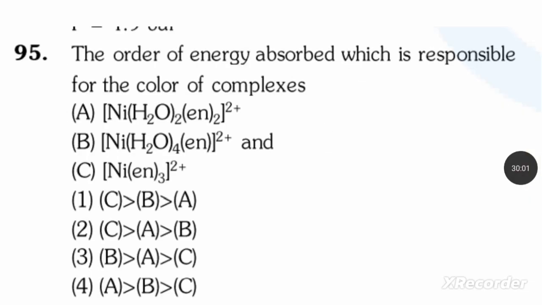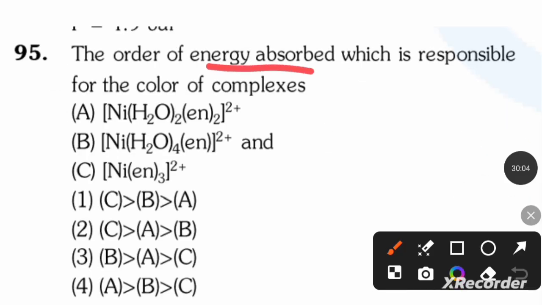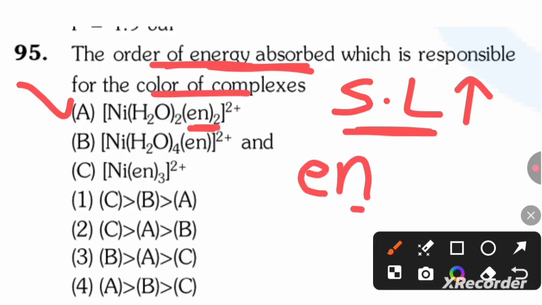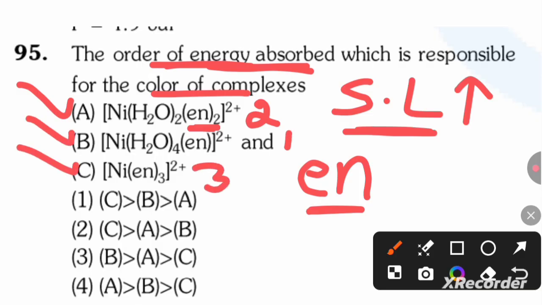Next question from coordination compounds, the order of energy absorbed which is responsible for the color. So order of energy absorbed depends on the number of strong ligands. As the number of strong ligands increases, energy absorption also increases. As you can see in the first coordination compound, en is a strong ligand. Ethane 1,2 diamine is a strong ligand. You can find in A 2 strong ligands. In B you can find only 1 strong ligand. In C you can find 3 strong ligands. So more energy you can find in C, then in A, then in B. So we can find option 2 is the right answer for this question.